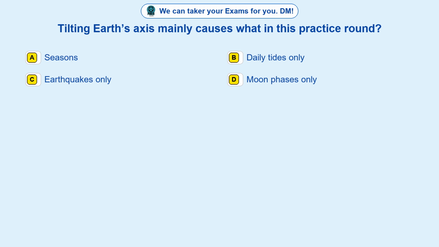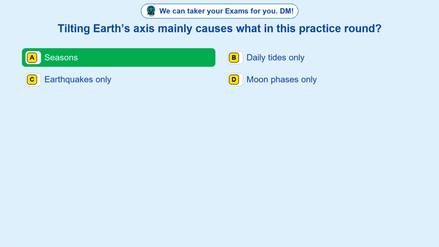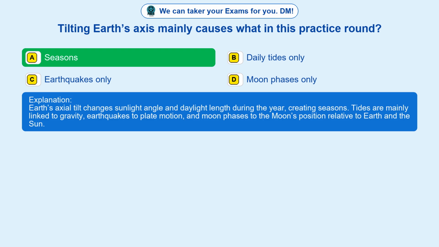Question 89. Tilting Earth's axis mainly causes what in this practice round? Option A, seasons. Option B, daily tides only. Option C, earthquakes only. Option D, moon phases only. The correct answer is option A. Seasons. Earth's axial tilt changes sunlight angle and daylight length during the year, creating seasons. Tides are mainly linked to gravity, earthquakes to plate motion, and moon phases to the moon's position relative to Earth and the Sun.